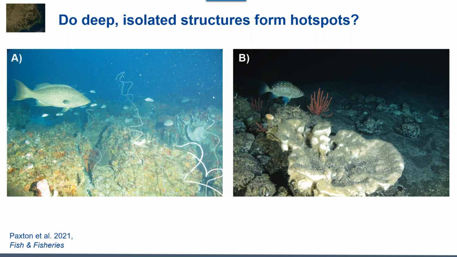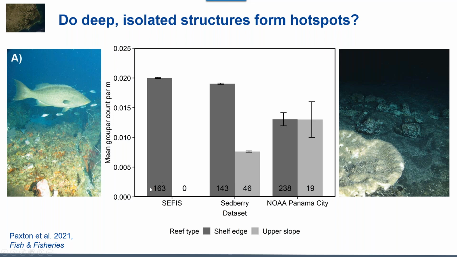And so we compared these small, isolated, mainly artificial structures and their grouper counts per meter to those from long-term monitoring data sets of natural reefs on the shelf edge and upper slope. And we use the Southeast Fishery Independent Survey data from the shelf edge. We use George Sebberry et al.'s data set from both the shelf edge and upper slope, and same from the NOAA Panama City Lab.